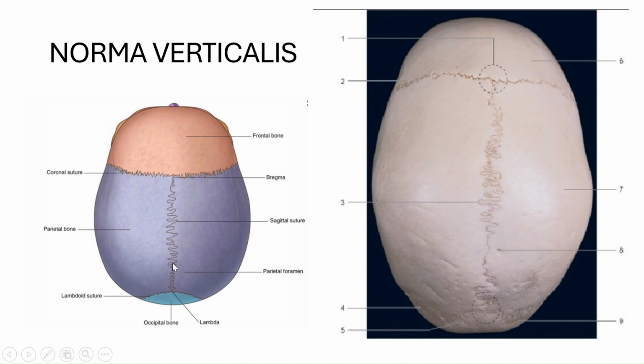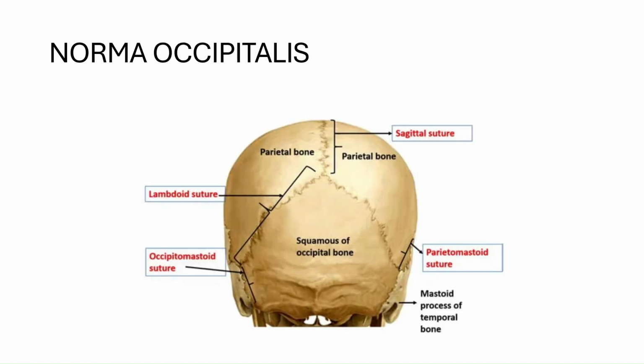Now coming on to the Norma occipitalis, you can see parietal bones, the squamous part of occipital bone, the mastoid part of temporal bone, the lambdoid suture, part of the sagittal suture, and beside that you can see between mastoid and occiput your occipitomastoid suture, and this is parietomastoid suture. So these two sutures. Beside that you can see one prominent projection known as external occipital protuberance, from which two lines are seen.